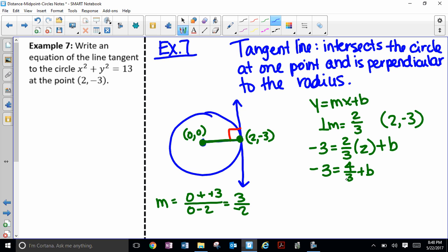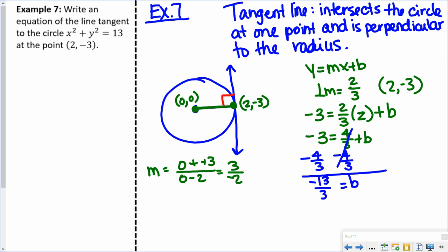Now to solve for b, I subtract 4/3. And when you subtract that in your calculator and it gives you a decimal, remember you hit math, enter, enter, and that would give you -13/3. So now I've got enough to write the equation. I'm going to write y equals this slope, the 2/3, x, and this b, minus 13/3.